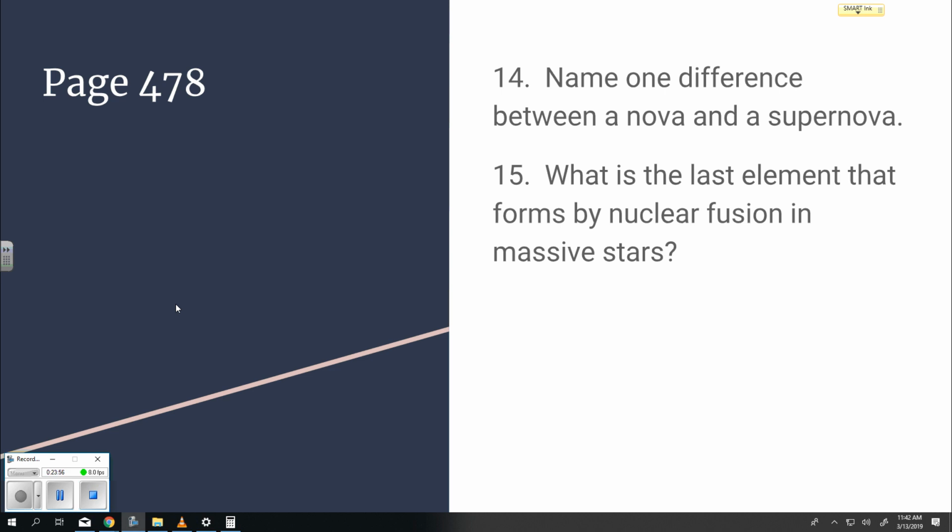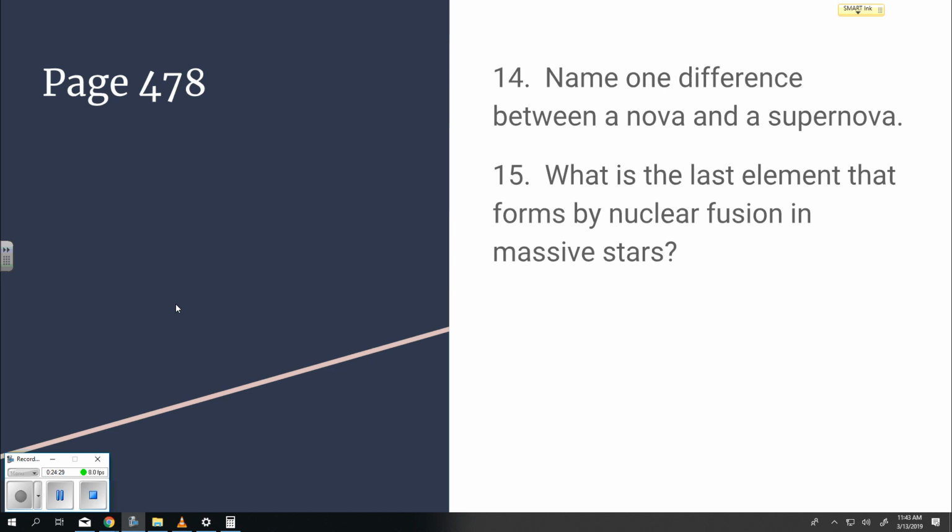Fusion continues until the core is made of iron. Iron has a very stable nuclear structure. Therefore, the fusion of iron takes energy from the star instead of releasing energy. This star loses its supply of fuel and the core begins to collapse. The collapse releases energy. This energy moves to the outer layers of the star. The outer layers explode outward with great force in a supernova.